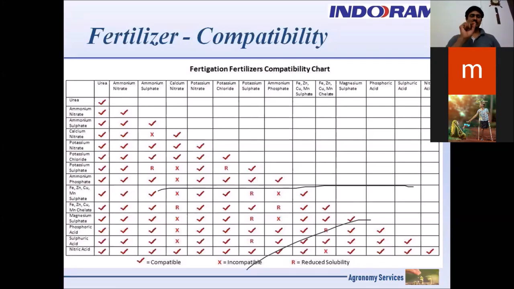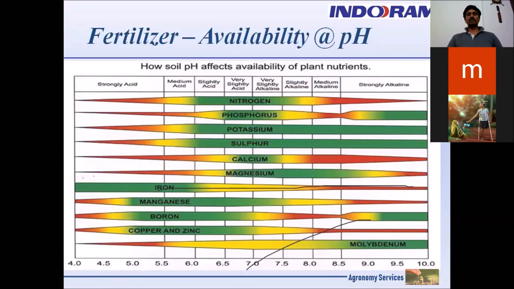So wherever it is a tick, he can mix those fertilizers together and apply. Wherever it is restricted, yes, he can mix, but he is not going to get the desired result. Wherever it is crossed, he should not mix those fertilizers, because it is seriously going to impact the effectiveness of the fertilizer.